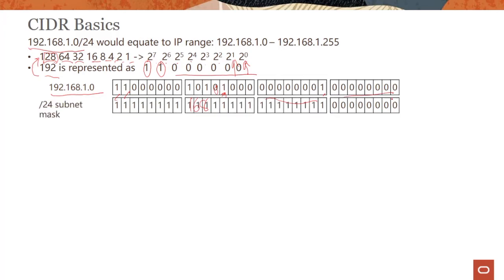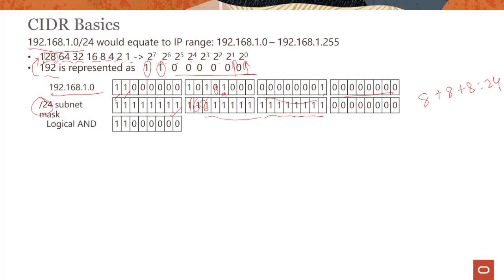Now, when we talk about this /24 subnet mask, remember in the previous slide we talked about this, /24 basically means that you turn all these network bits to 1. So the first octet is all 1, the second octet is all 1, and the third octet is all 1. So if you do the math, 8 plus 8 plus 8, you get to 24 bits, right? And that's basically the /24 subnet mask here.